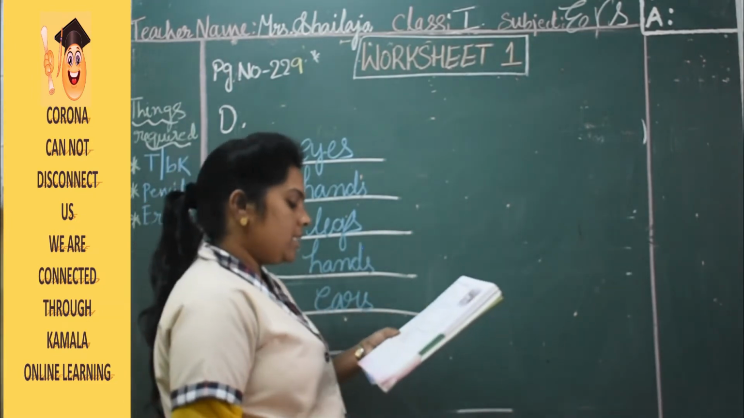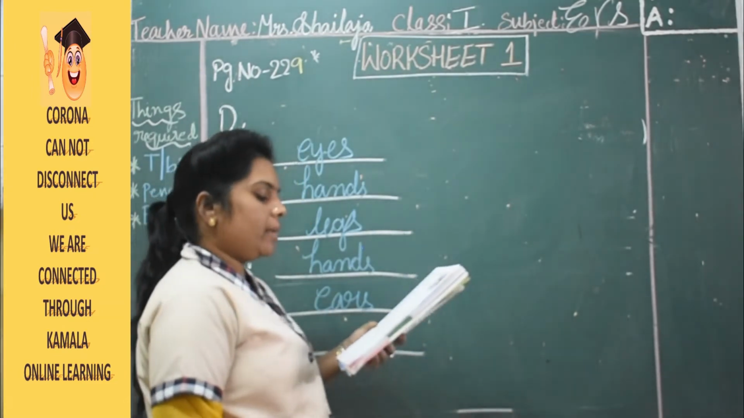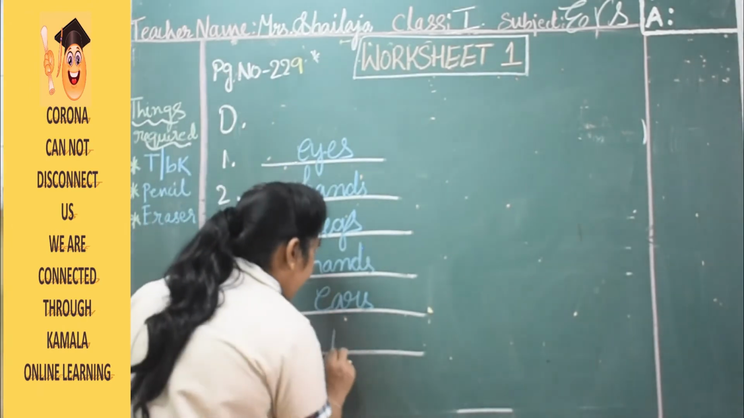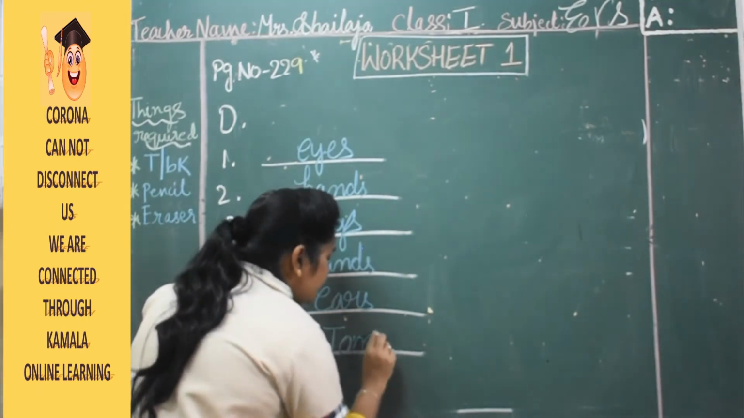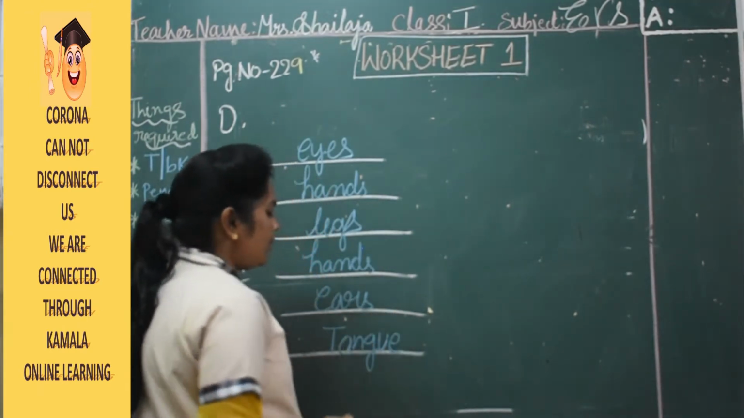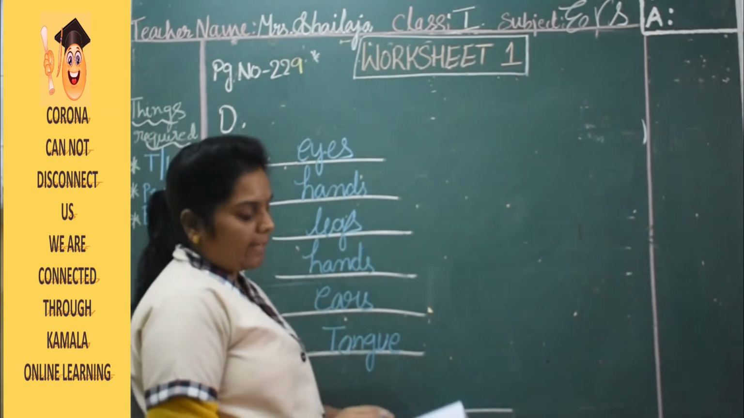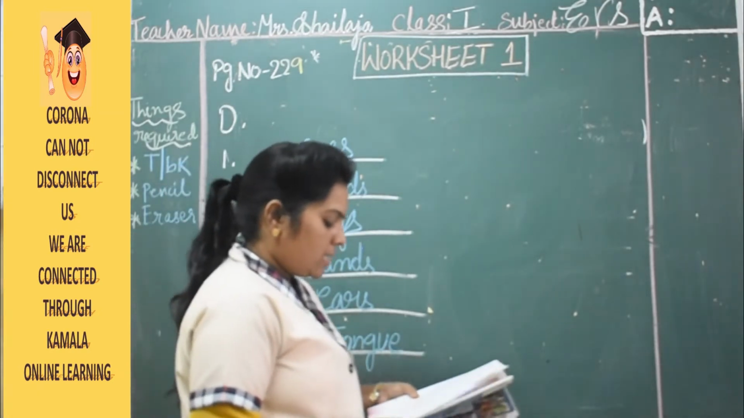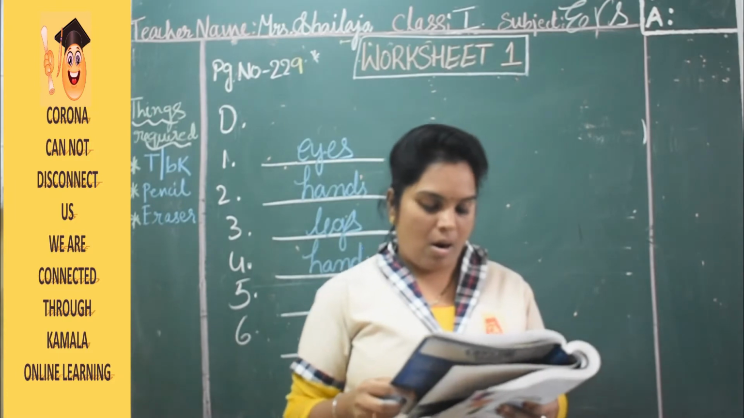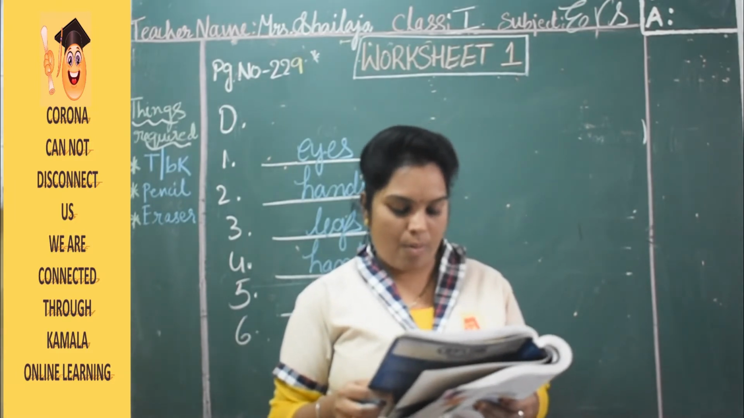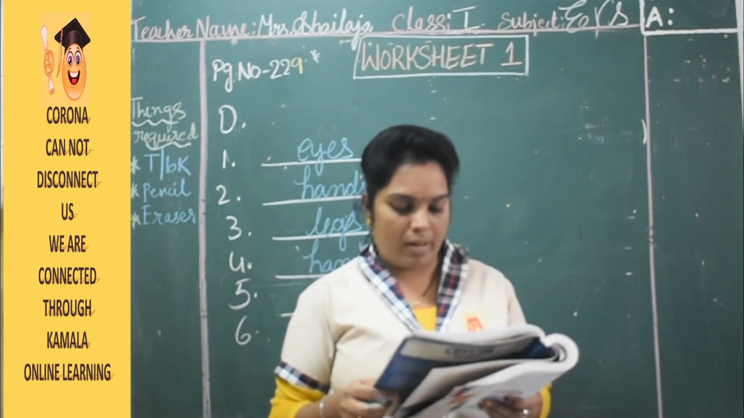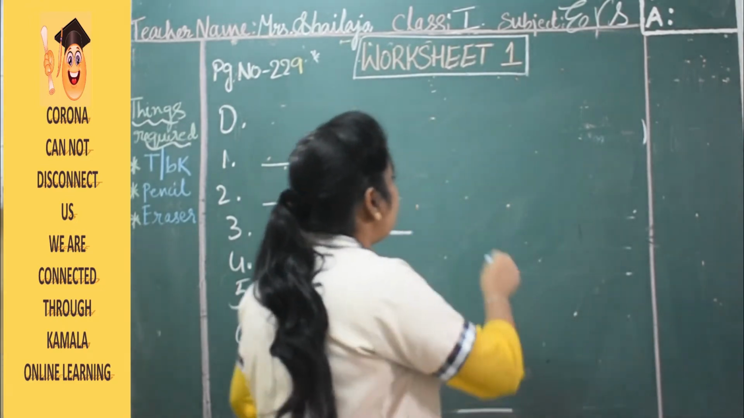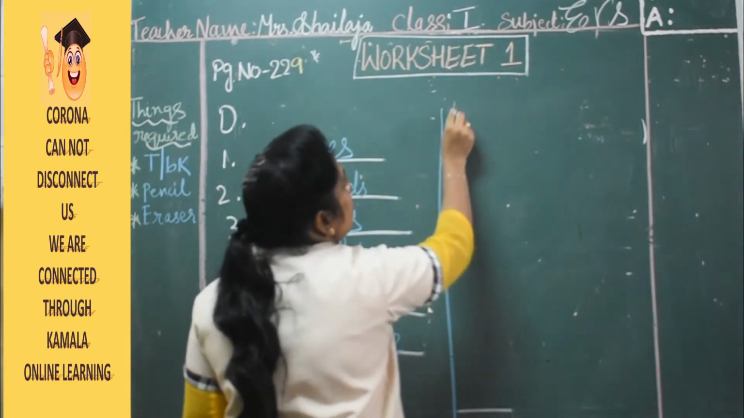Ears. Now next one, tasting an ice cream with tongue. Tongue, T-O-N-G-U-E, tongue. So next one, now next one, E-bit, can I write here? See, E-bit.